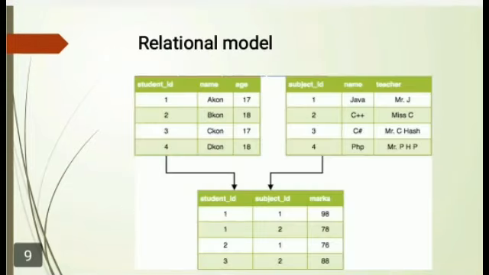Let's see the relation of these tables. The basic structure of data in the relational model is tables. All the information related to a particular type is stored in the rows of those tables. Hence, tables are also known as relations in the relational model. It is a relational database model.